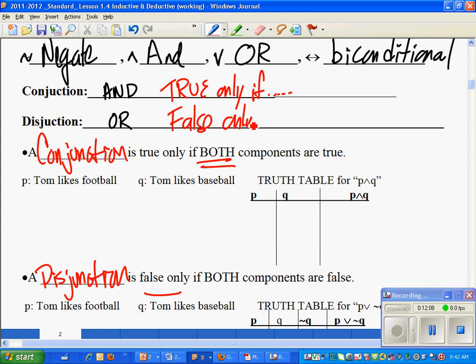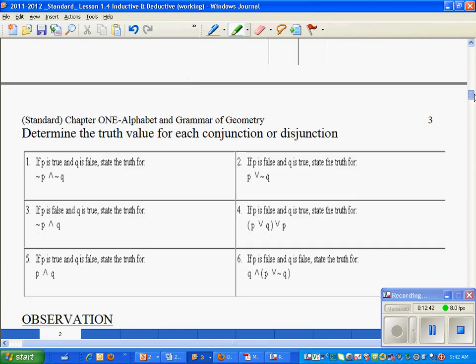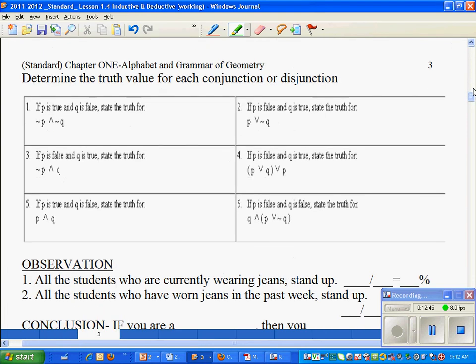I'd like you to read these two sentences out loud in your groups. Each person read those two sentences out loud in your teams. Go. A conjunction's true when? A disjunction's false when? Go, read it out loud. Okay, when you're done, turn the page. I want every person to say that out loud. Make sure they actually read it out loud.